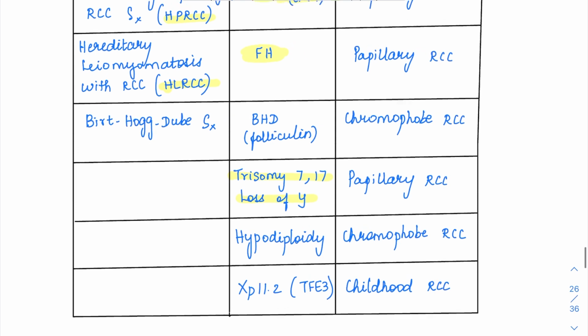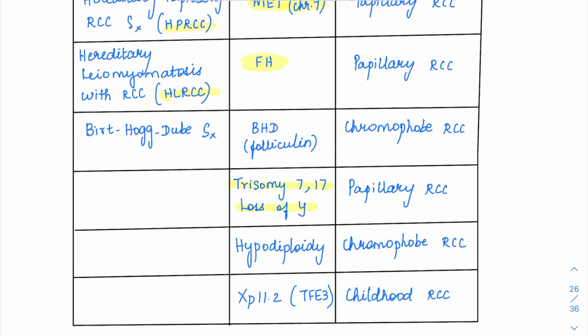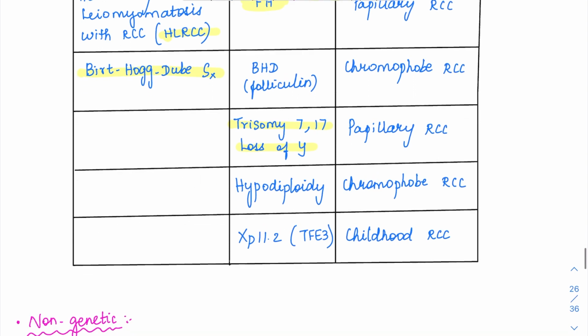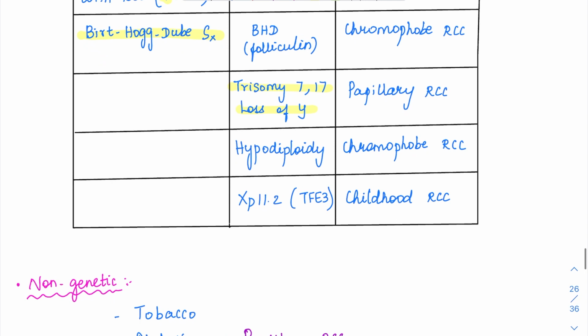Then we'll move on to the third type of RCC, which is chromophobe RCC. This is going to be associated with the Birt-Hogg-Dube syndrome. So Birt-Hogg-Dube, so the gene will be BHD, the short form of the syndrome. So BHD gene, which is encoding a protein called folliculin. So that is going to be associated with chromophobe RCC, and as such, sporadic cases of chromophobe RCC will be having multiple loss of chromosomes. So it will result in a hypodiploidy. Even though there is hypodiploidy, chromophobe RCCs are going to have a very excellent prognosis.